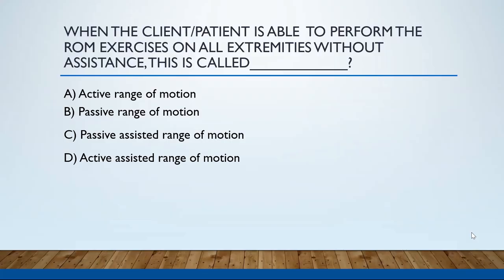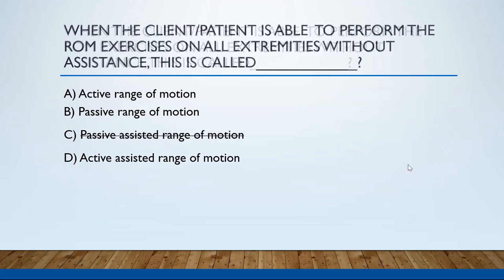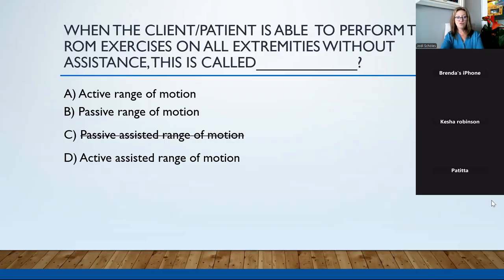Let's get rid of one wrong answer. Giving you a gift. Little gift. When the client is able to perform range of motion exercises on all extremities without assistance, it is called what? 3, 2, 1, go.